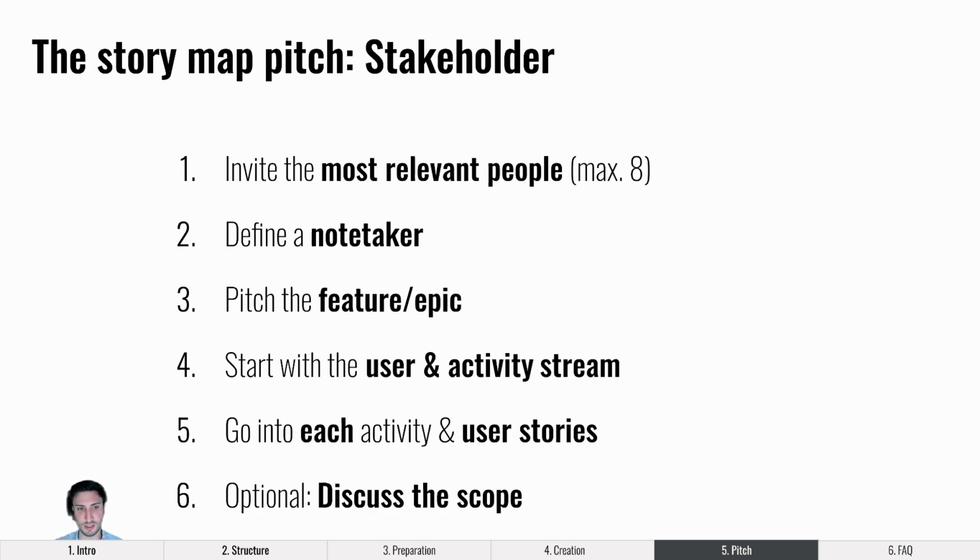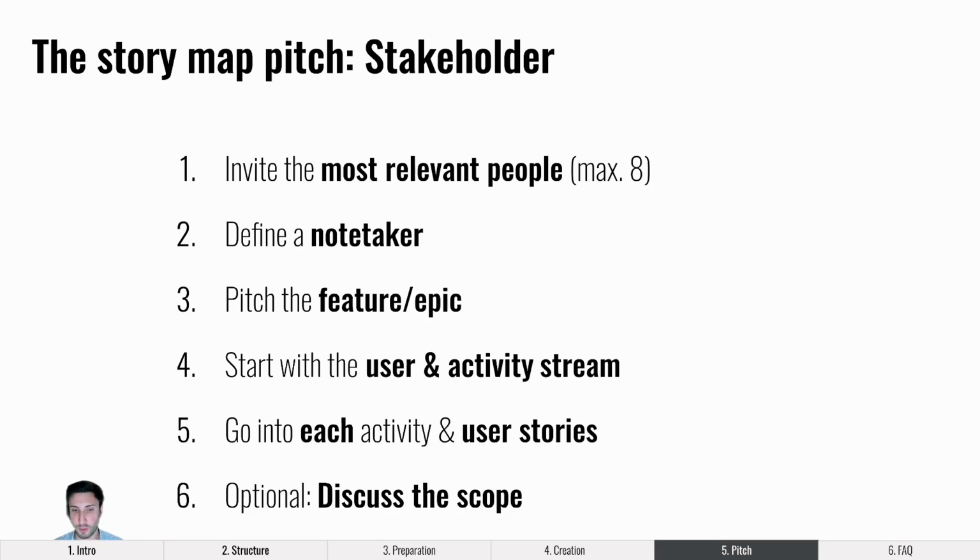And I know it sounds weird, but there are always people who want to have a stake in it. You can share it with them afterwards, but in that pitch, make sure the most relevant and influential people are part of it. And also make sure that you are not the only person at the front. So bring someone who's going to support you from a product perspective and who can eventually take notes and write down open questions. So invite the most important people, define a note taker at the beginning or someone who supports you, and then you're going to pitch the feature and the epic like I did, or the canvas, so that everyone knows what we're talking about.